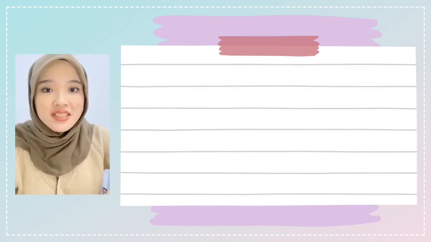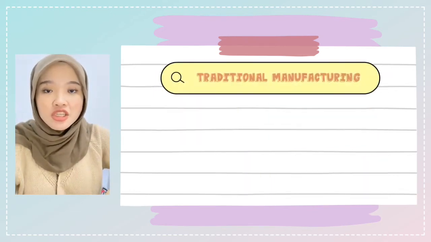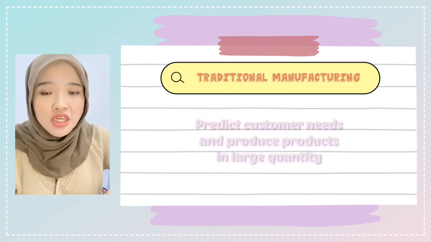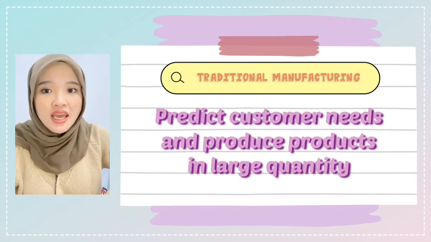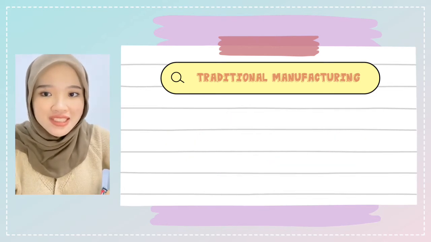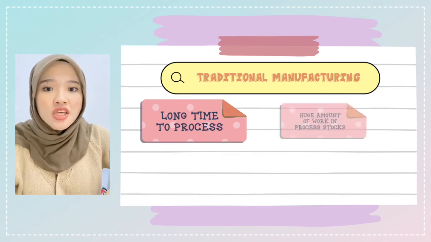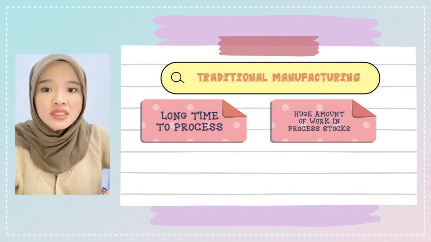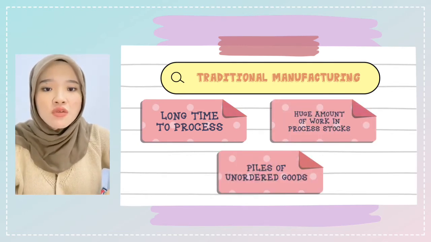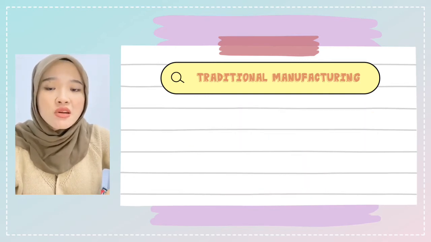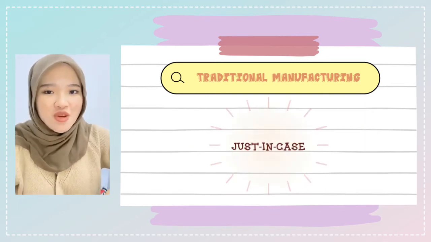Besides just-in-time manufacturing, there is traditional manufacturing. In traditional manufacturing, an organization will predict the customer needs and produce those products in large quantity. This will result in long lead times through the processes, a huge amount of work-in-process stocks, and also large quantities of finished goods that have not yet been ordered by the customers. This is called just-in-case manufacturing.